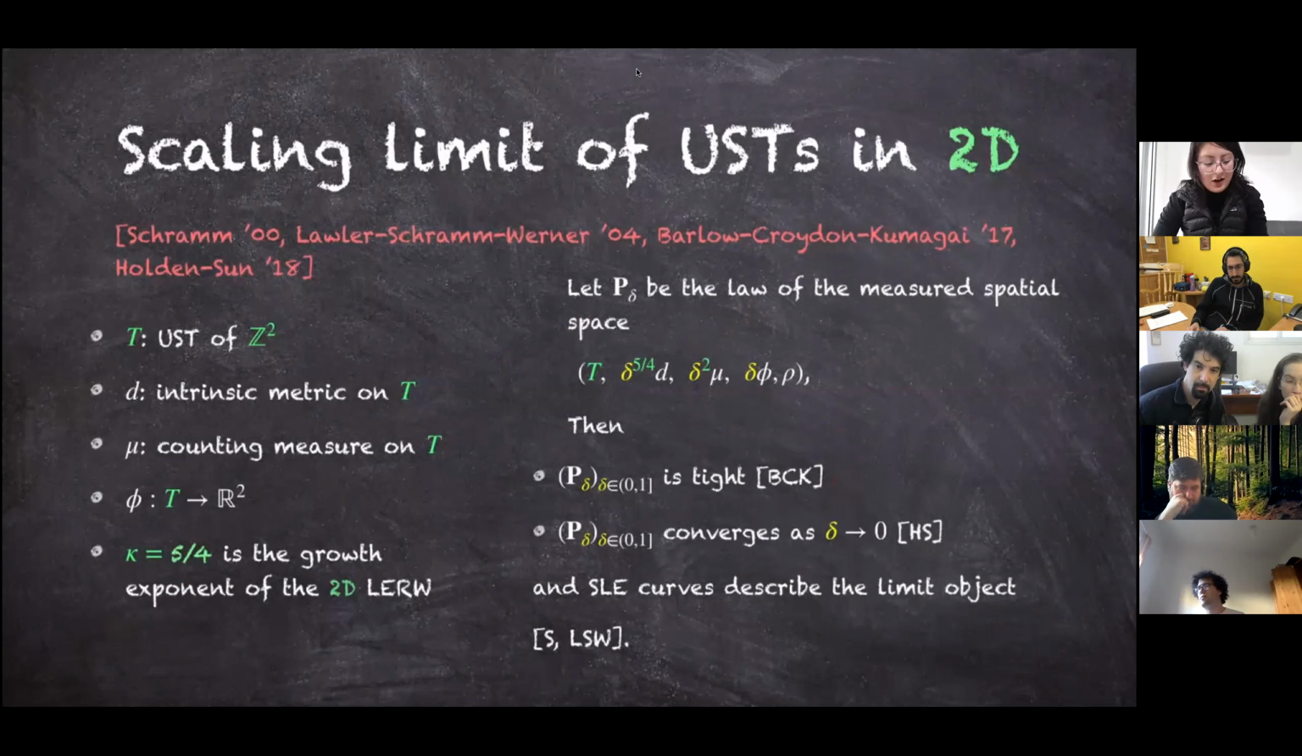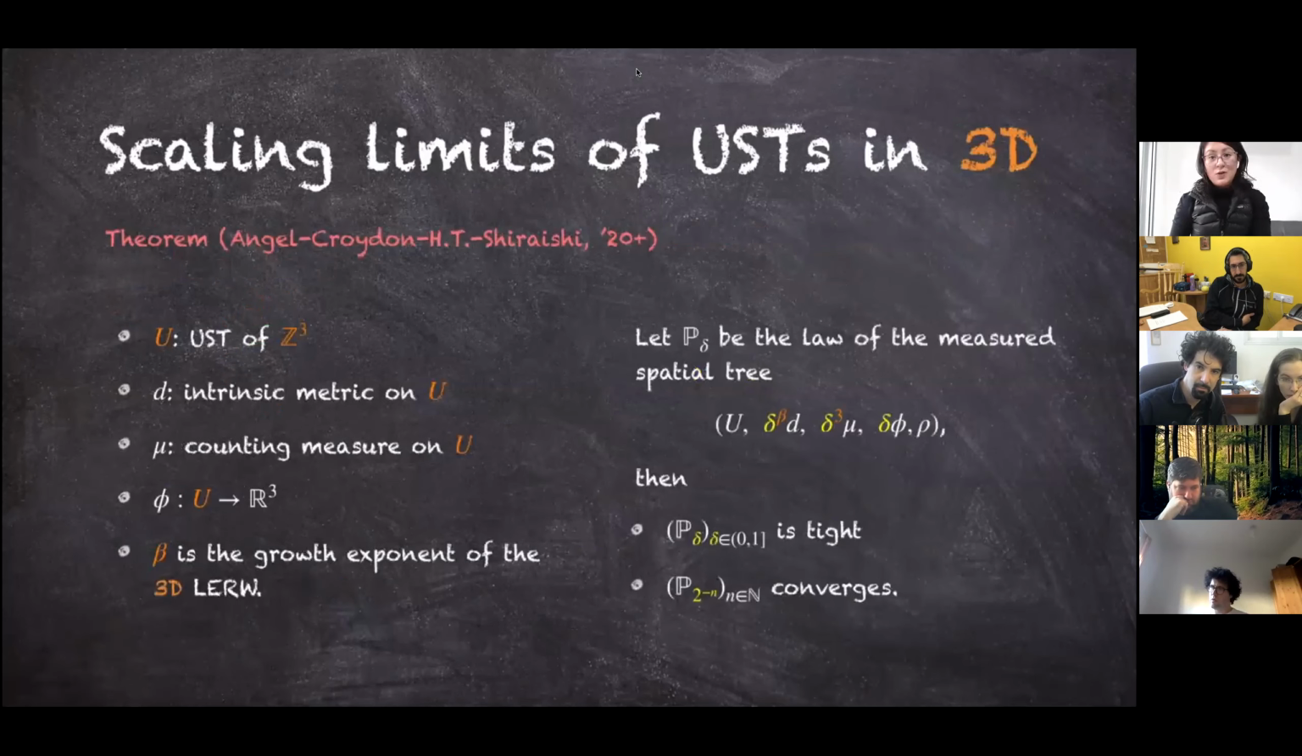And as a consequence of the work of Nina Holden and Xin Sun, we know that it also converges as delta goes to 0. And furthermore, we know what the limit object is. In this case, these are SLE curves in the limit, from Schramm and later work with Greg Lawler and Wendelin Werner. So we have a good picture of what happens on the graph in the scaling limit. And this is what we proved in the 3-dimensional case.